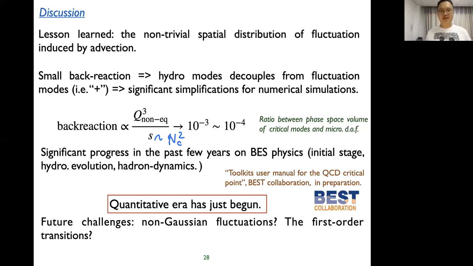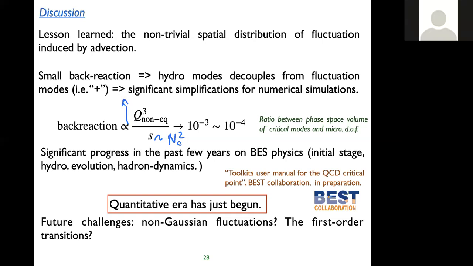I think there are some other things I didn't make very clear. If you are infinitely close to the critical point, or if you take the correlation length to infinity first, then back reaction is actually very important, because there's a prefactor which also grows with the correlation length. However, in heavy ion collisions, there's no hope that you are infinitely close to the critical point. Maybe the correlation length just changes by a factor of 2 or 3 compared with its microscopic value. In these cases, the NC squared suppression is very important.